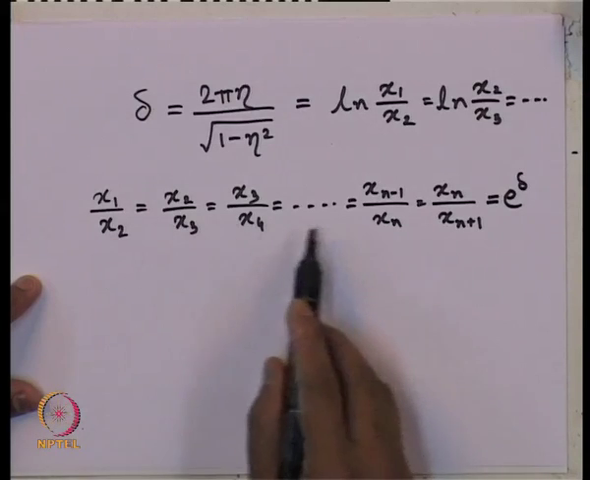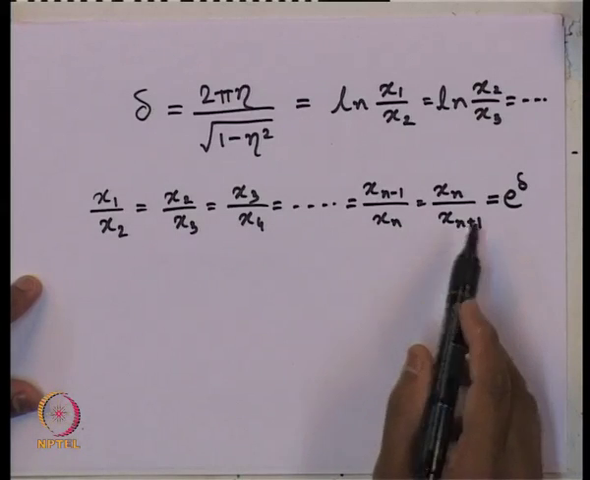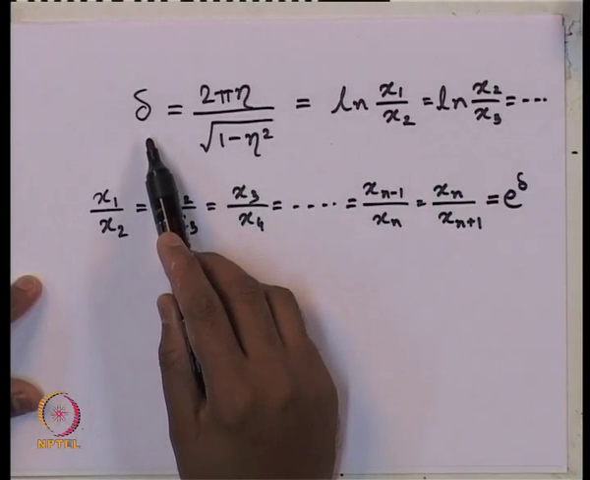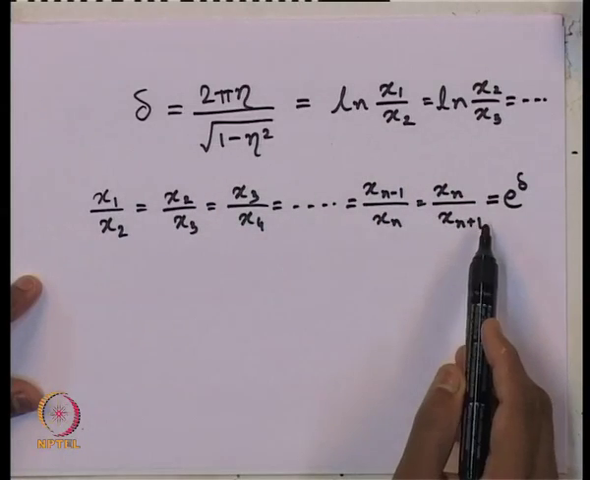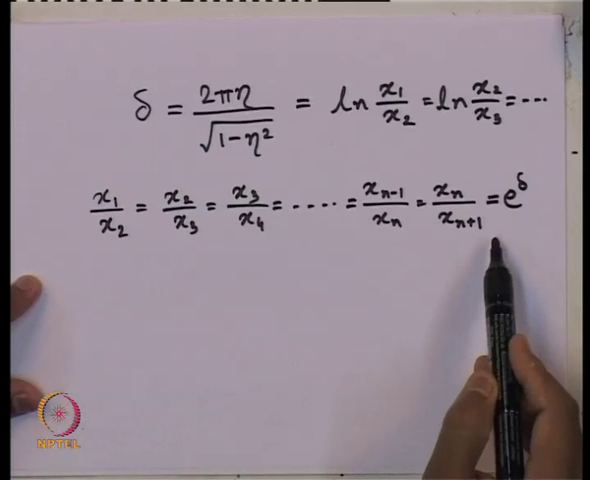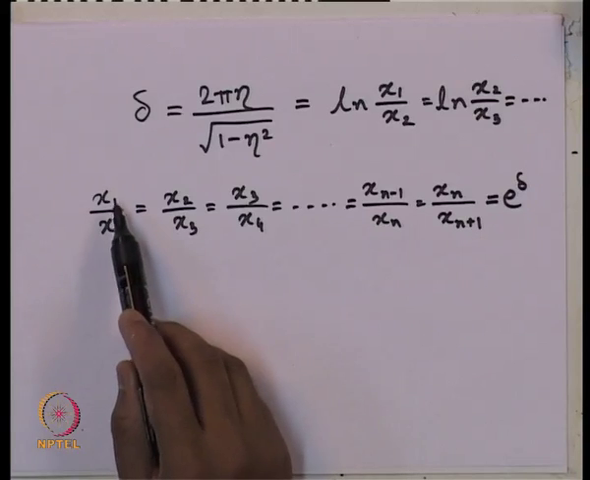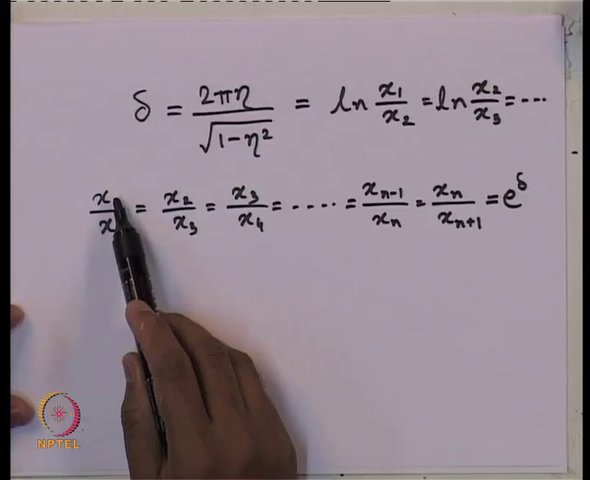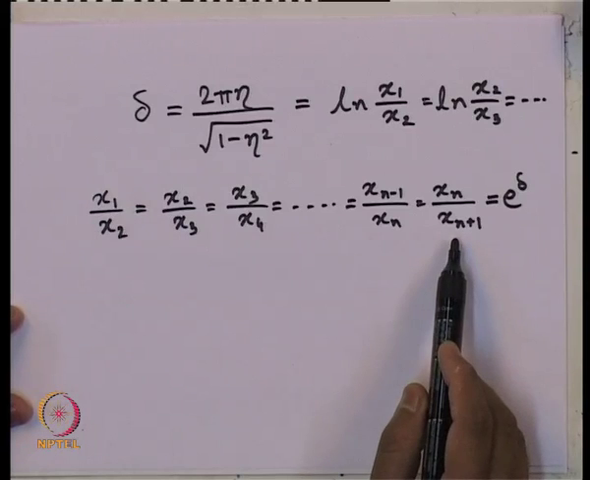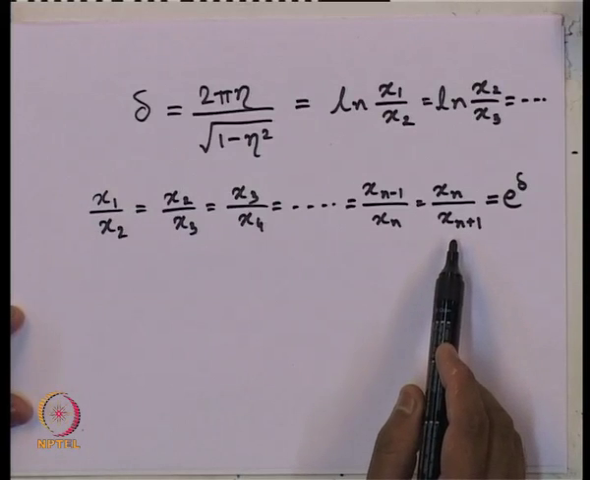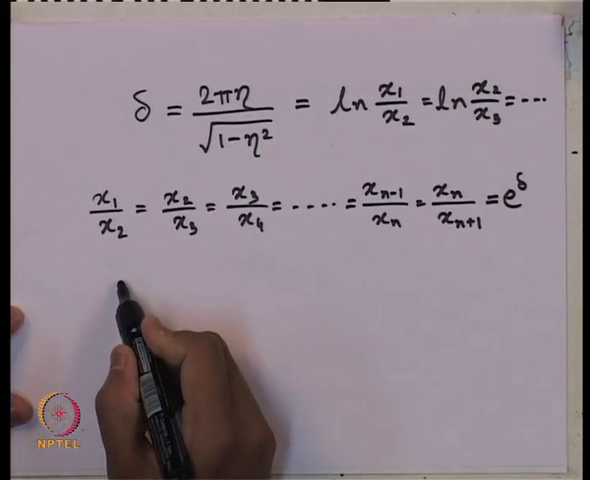So, all these ratios, if we write down from the definition of the logarithmic decrement, are all equal to e to the power delta. Now, if we want to measure the first amplitude and the n plus 1th amplitude, what will we get?